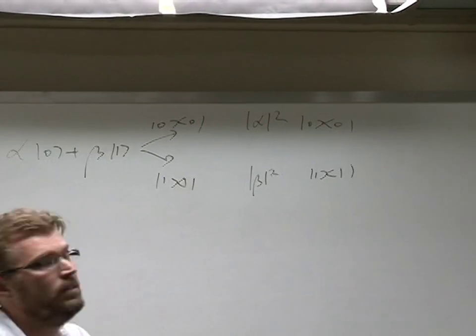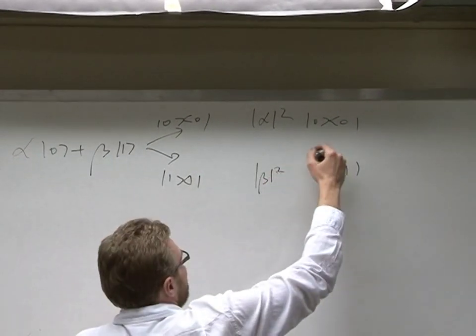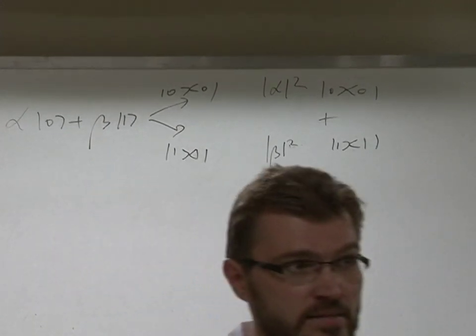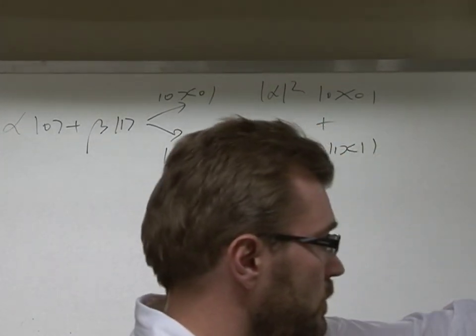And if you didn't look at the outcome, another density matrix justification, you would just combine these two outcomes like that. That would be your state after the measurement.